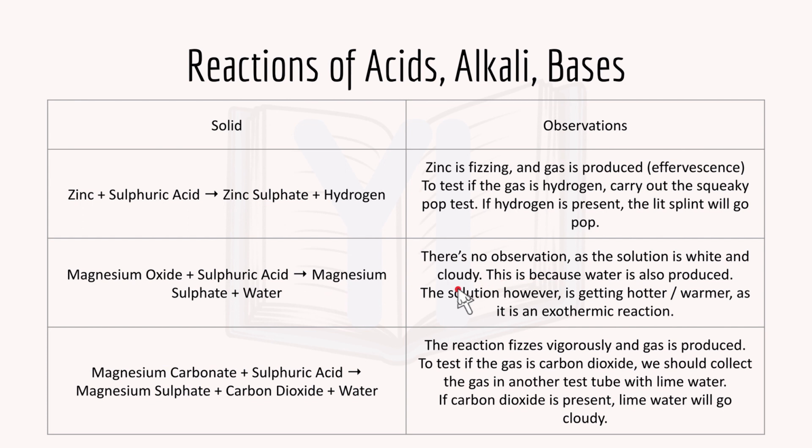And for magnesium oxide plus sulphuric acid, there's no observation as the solution is white and cloudy. That means it's a precipitation reaction because magnesium sulphate is produced. This is because water is also produced. The solution, however, is getting hotter and warmer as it is an exothermic reaction. And for the last one, the reaction fizzes vigorously and gas is produced. To test if the gas is carbon dioxide, we should collect the gas in another test tube with lime water. If carbon dioxide is present, lime water will go cloudy.